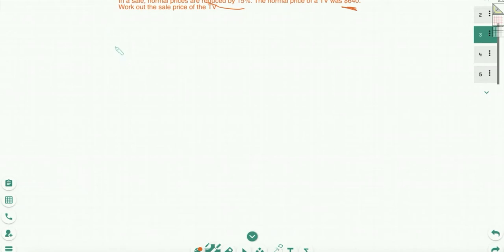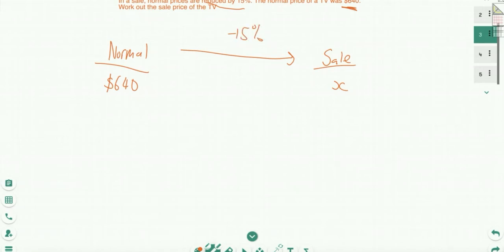So we have our regular price, our normal price, and we have our sale price. Now let's go ahead and fill in this information. We know the normal price is 640. We're trying to find the sale price, and we know the prices have been reduced by 15%. So remember, guys, normal price is always 100%. It's the full price. You're paying the full amount. You're paying 100% of the price. But we're taking away 15%, so we're going to only be paying 100% minus 15% is 85%.